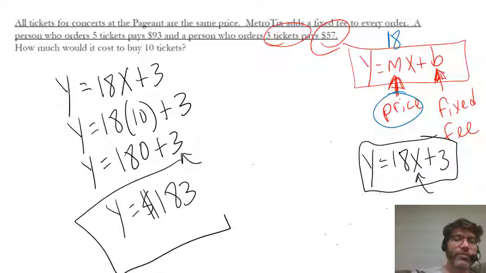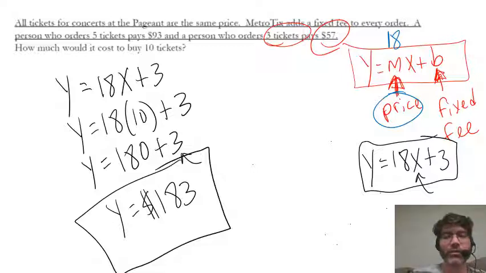total. So if I want to buy 10 tickets for this particular pageant show off of Metro Tickets, I'm going to have to pay $18 per ticket, so that's $180 total in tickets, plus the $3 Metro Tickets fixed fee. Add that together, and it's $183 in total. So that's how you do this word problem. All these word problems are going to be the same. You're going to be creating these two sets of coordinates, figuring out what the slope is, and then the y-intercept, creating your equation, and then you can plug in any number for x and figure out what that ultimate cost will be.